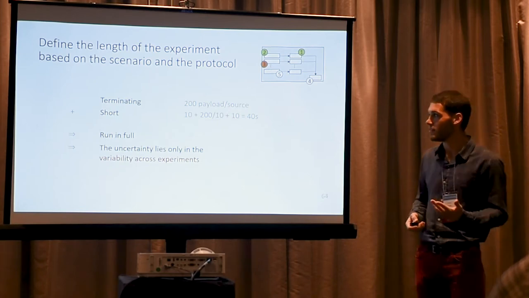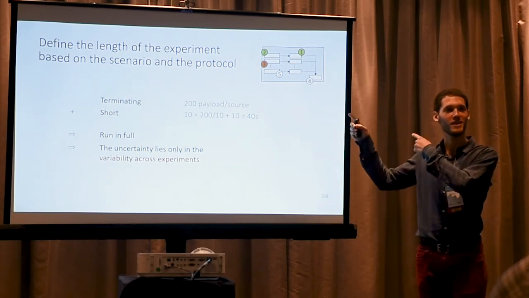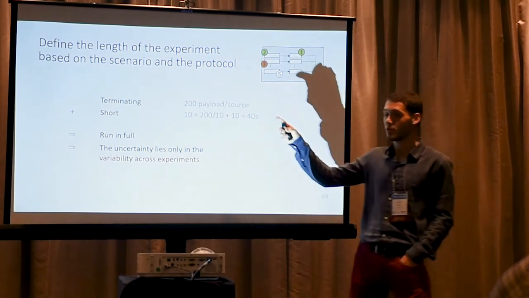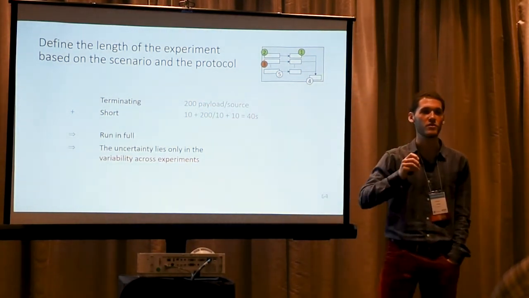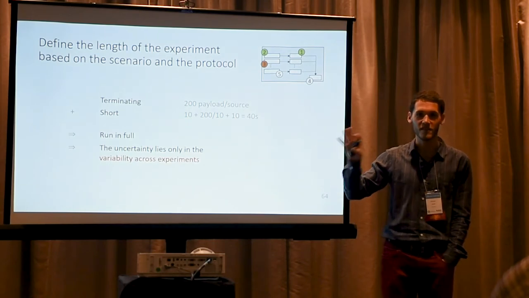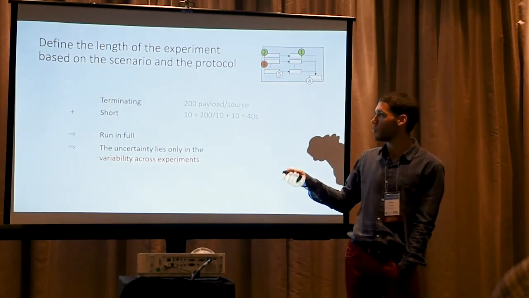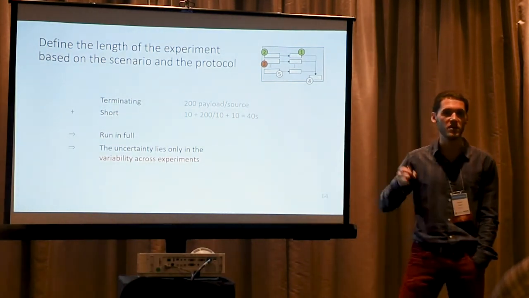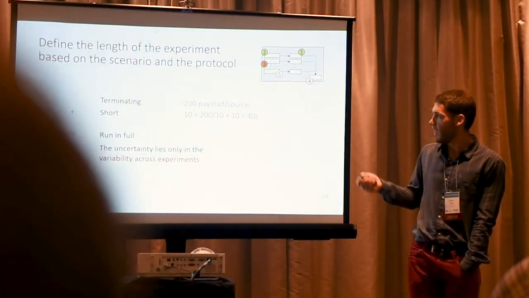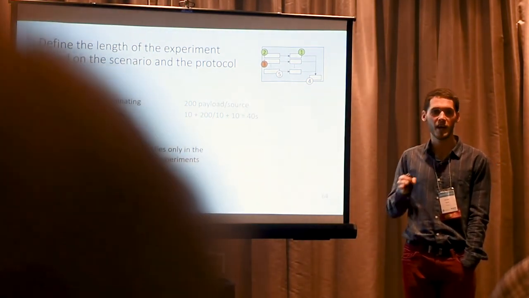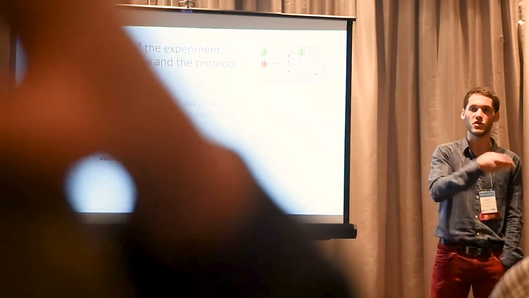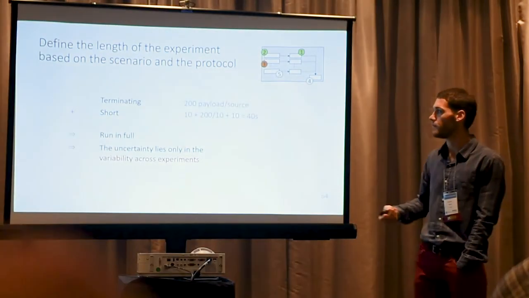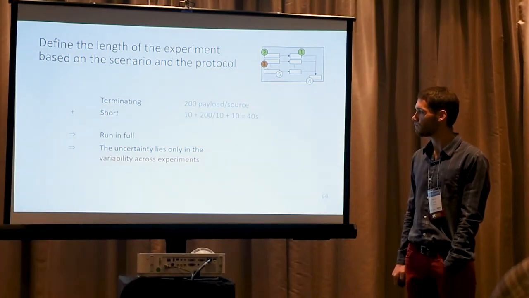And by the way, that's the case I chose for my example, right? So we are terminating, meaning that I have 200 payloads per source, and that's done, right? This is all I have to do. And it's short because I decided to bound it in time, arbitrarily, right? And if I do this, then I have only uncertainty in the repetition of the scenarios, right? When I repeat the experiment over time.